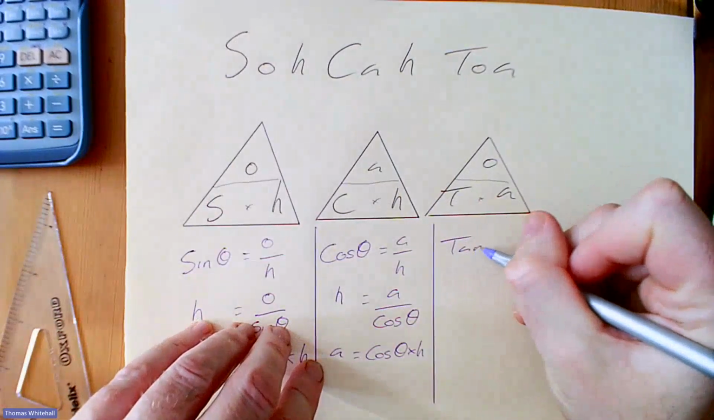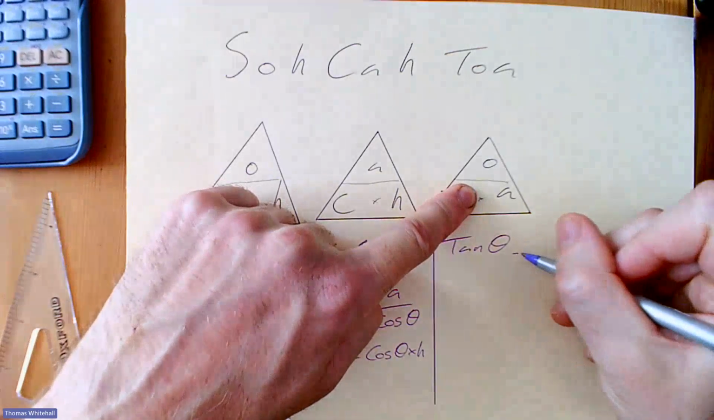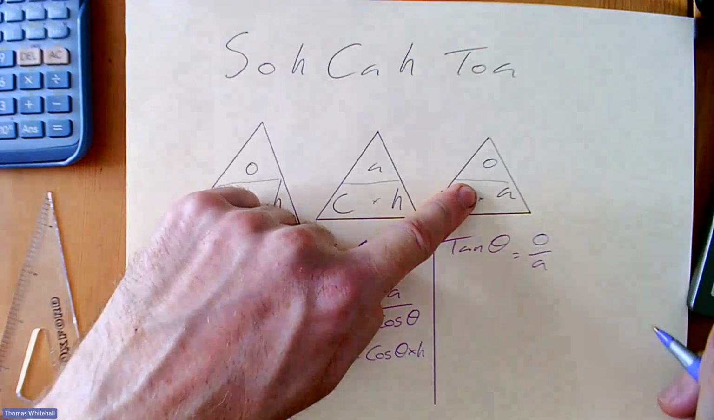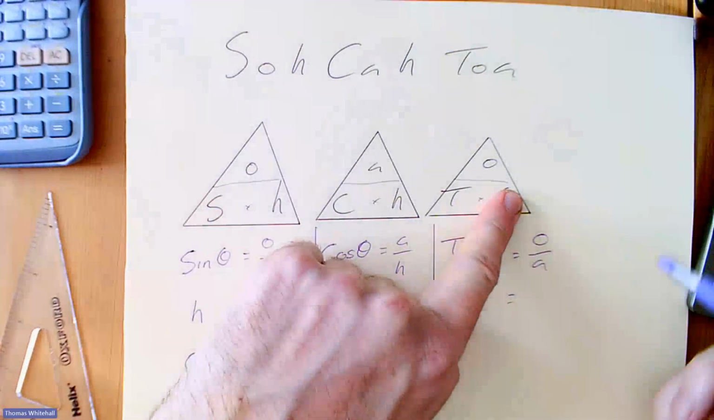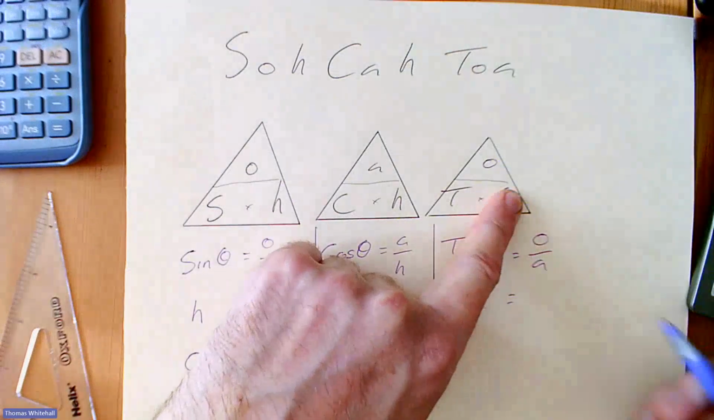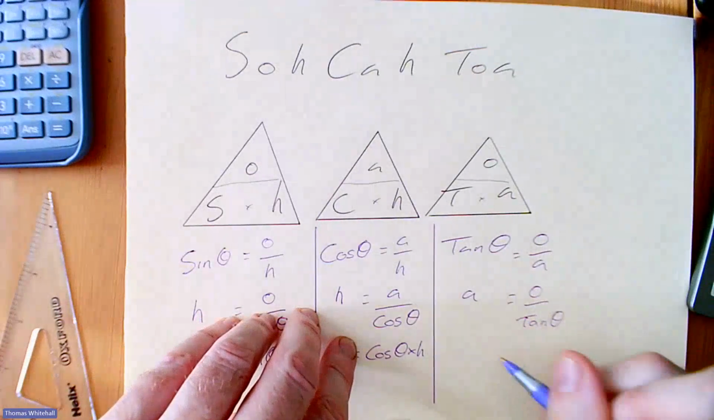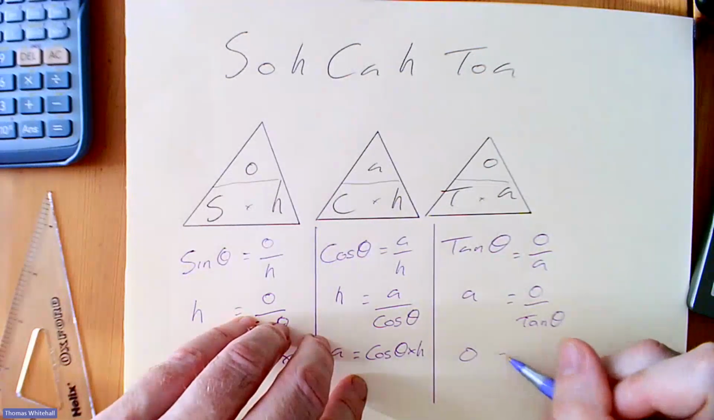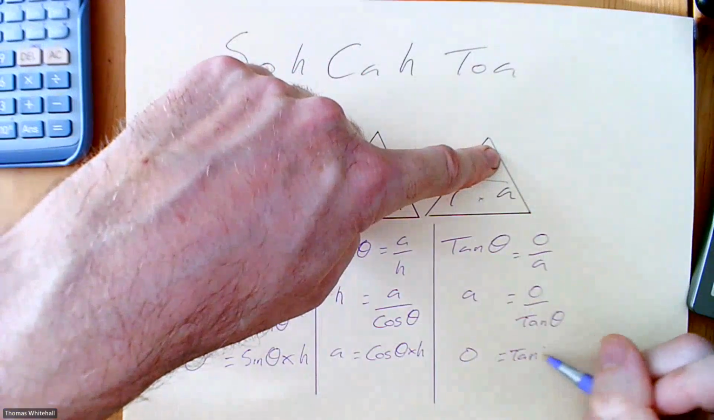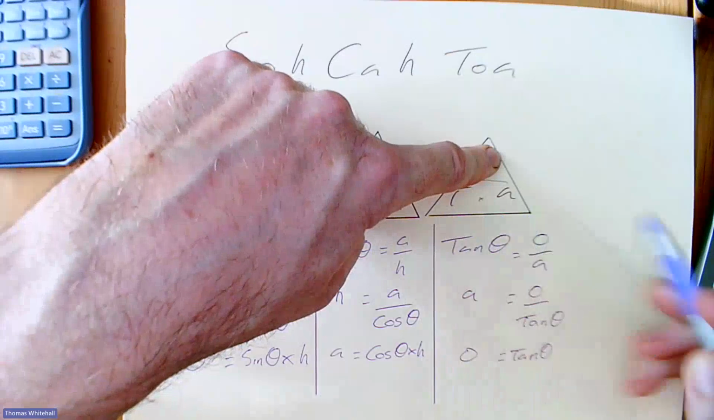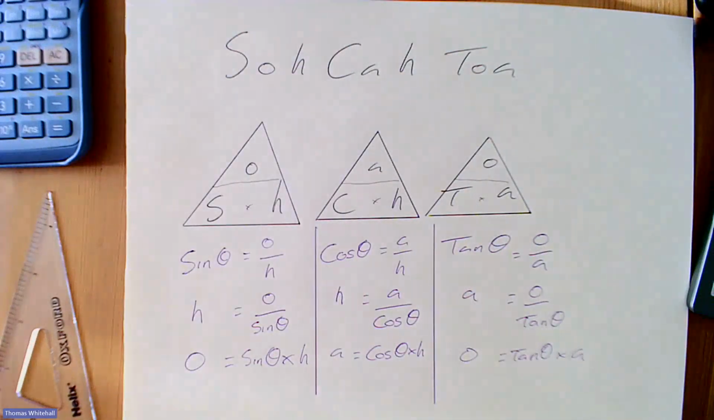And the last one is the tangent. So the tangent of my angle, if I cover up the t, it's equal to opposite over adjacent. If I cover up the a, because I need to find the adjacent side, we've now got the opposite over the tangent. So that's opposite over the tangent of my angle. And the last one, if I need the opposite side, I would cover up the o, and I'm left with the tangent of my angle multiplied by the adjacent. Okay? And that's how the ratios break down.